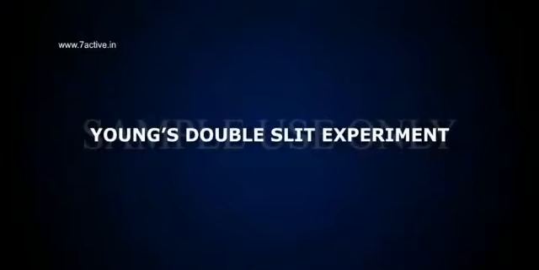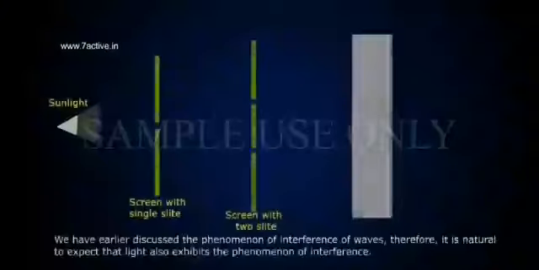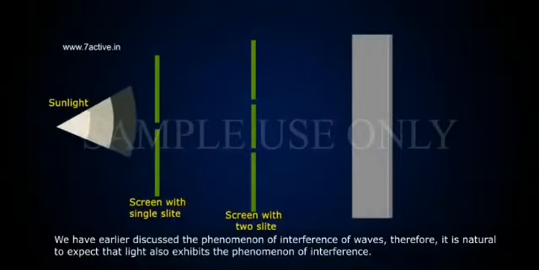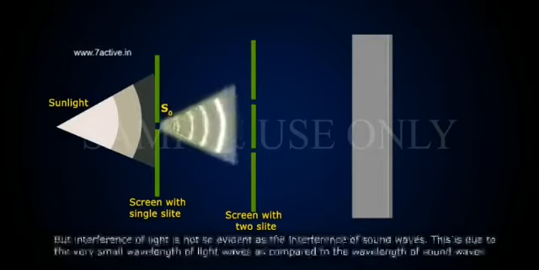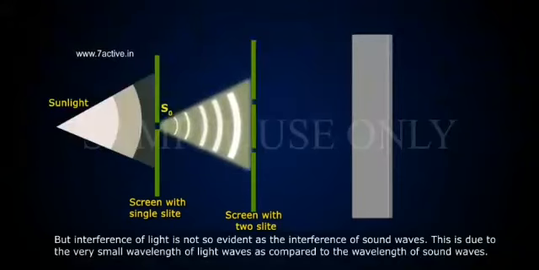Young's double-slit experiment. We have earlier discussed the phenomenon of interference of waves. Therefore, it is natural to expect that light also exhibits the phenomenon of interference. But interference of light is not so evident as the interference of sound waves. This is due to the very small wavelength of light waves as compared to the wavelength of sound waves.